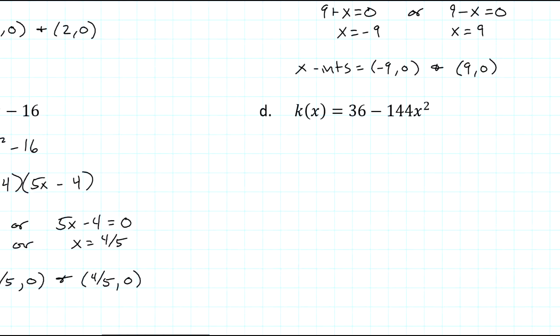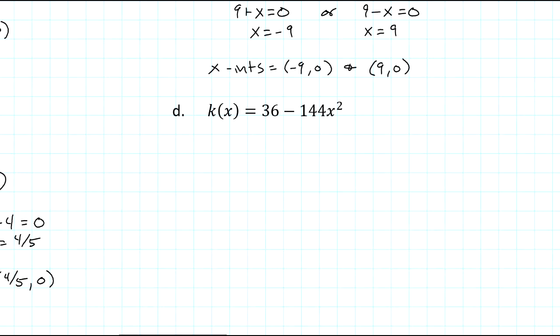Moving on to part D, we have k of x equals 36 minus 144x squared. We set this to 0. 0 equals 36 minus 144x squared. Factoring, we go 0 equals two sets of parentheses. The 36 is a perfect square. Its square root is 6. We put that in the first positions. 144x squared has a square root of 12x, so we can put that in the second positions, put a plus and a minus, and this will be our factorization.